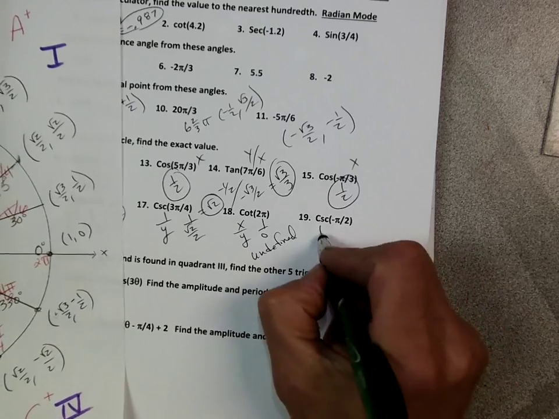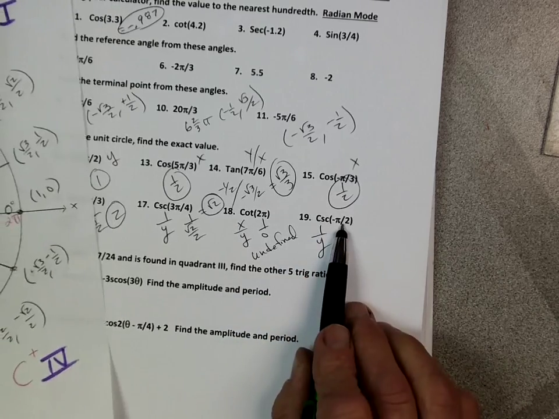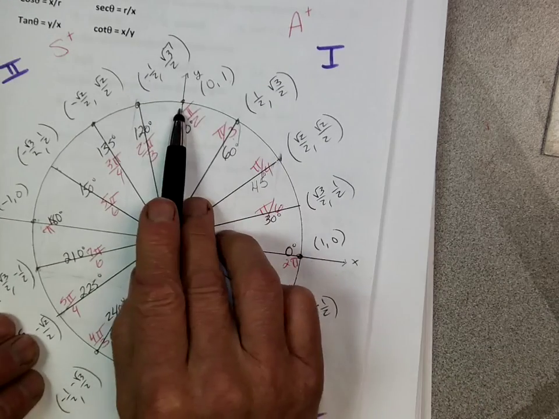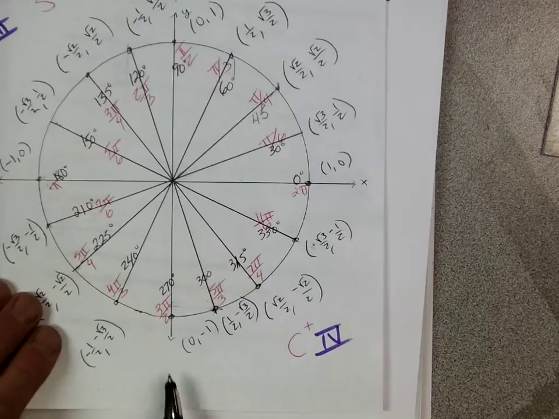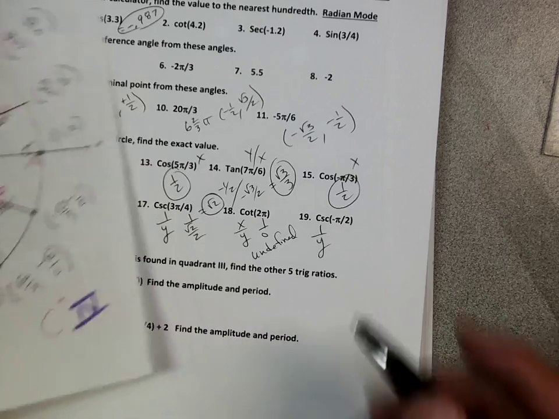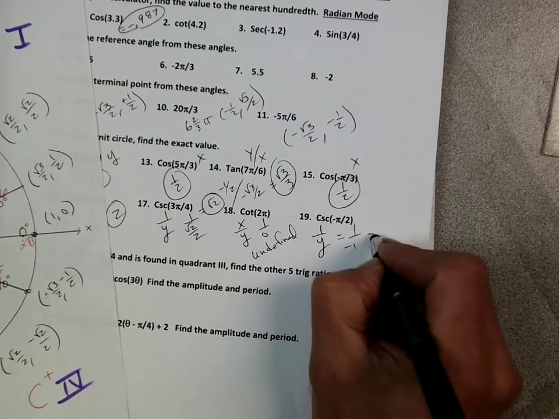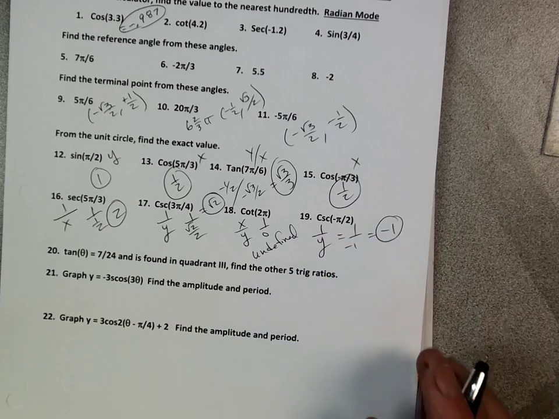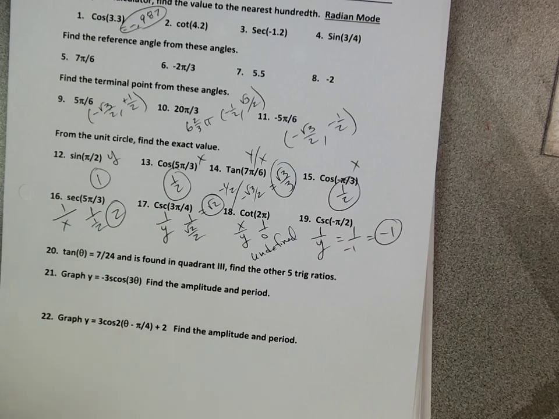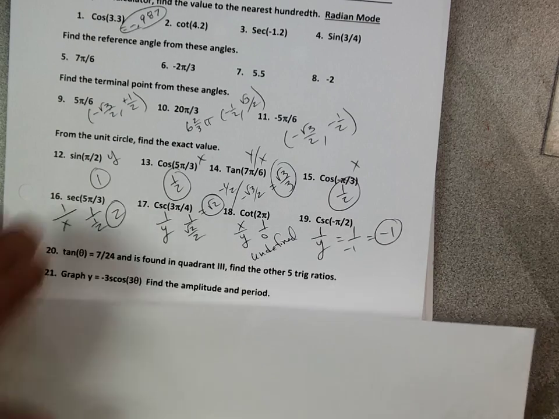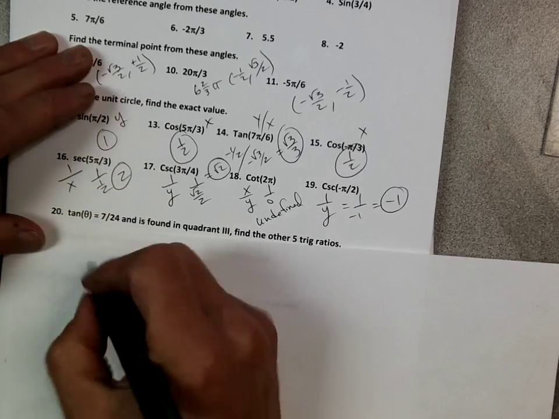Cosecant is 1 over the y. Negative π/2. If this is π/2, then negative π/2 is here. 1 over the y value is 1 over -1, which is -1, okay? Number 20. All right, I'm going to have to do 20 on a piece of scratch paper. That's no problem, okay? All right, so first of all, tangent.